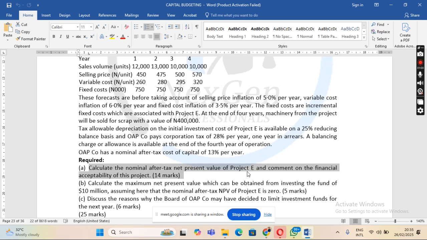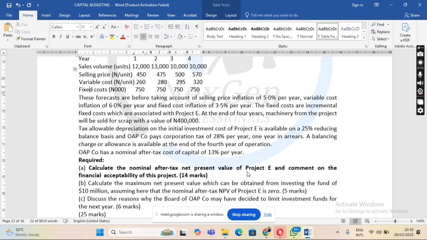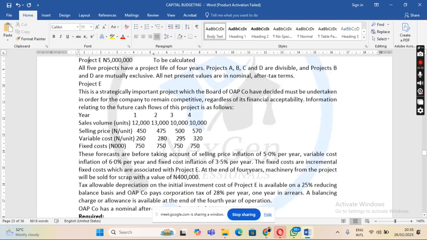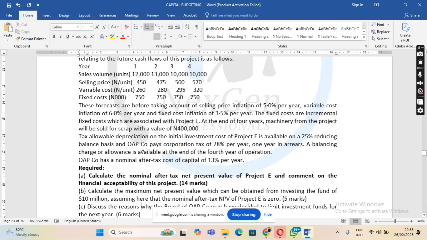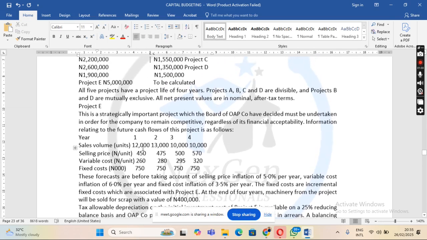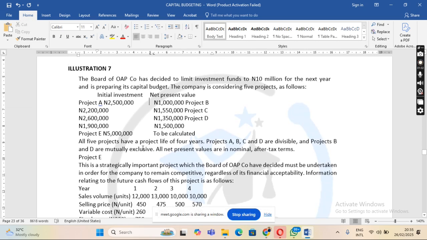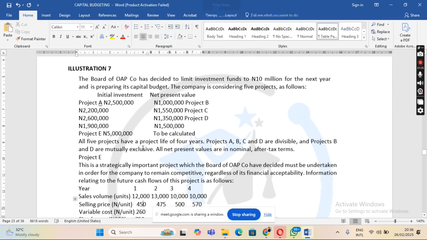But the question says calculate the nominal after-tax net present value of project E, which means that you are calculating the nominal profit, that is the money, right? Now, when you look at it, you will see that the NPV for every other project is given except project E, right? But the question says that we should determine the NPV, right? Now, let me quickly brush through the question so that we quickly solve it, then we'll move ahead, please.